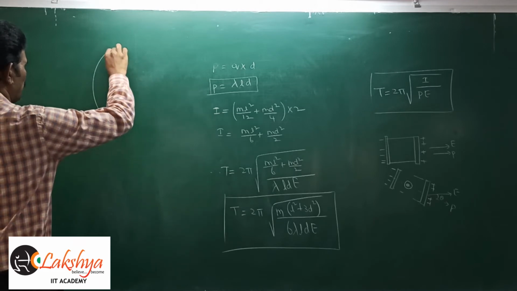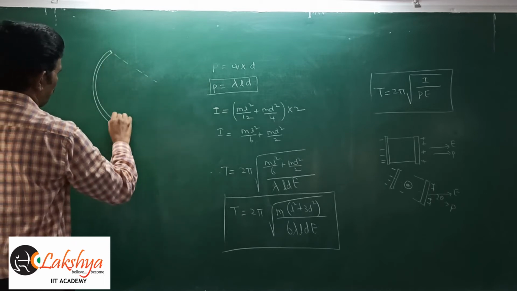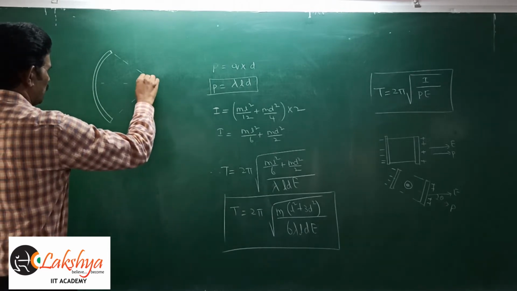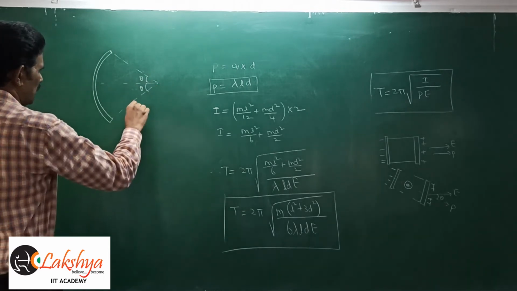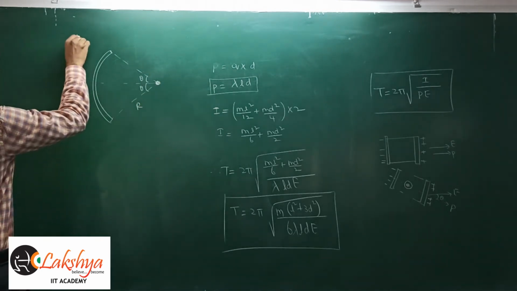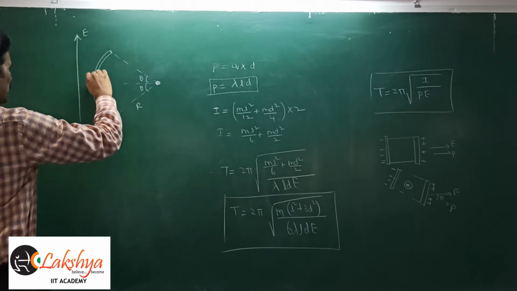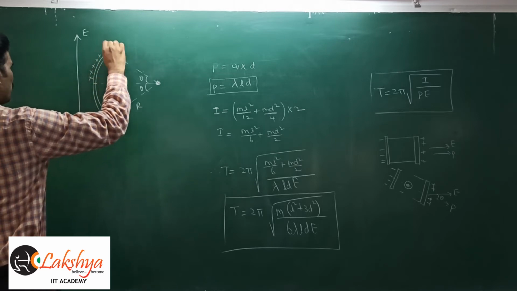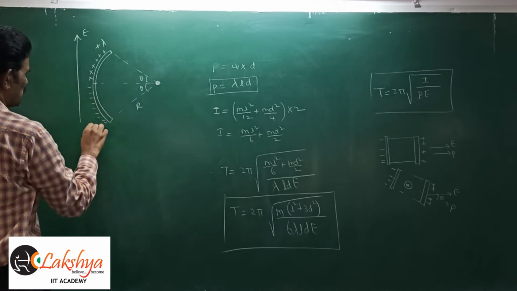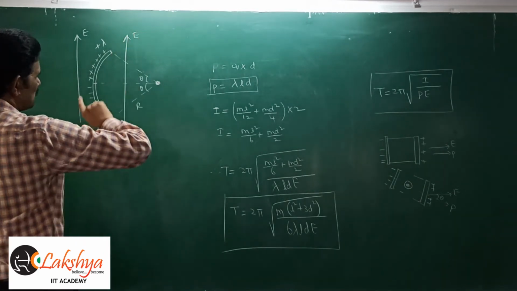This is a circular rod placed in a uniform electric field like this. This part is carrying some positive charge of positive charge density lambda, and this part is carrying some negative charge, minus lambda. Now it is placed in such a uniform electric field of intensity E like this.